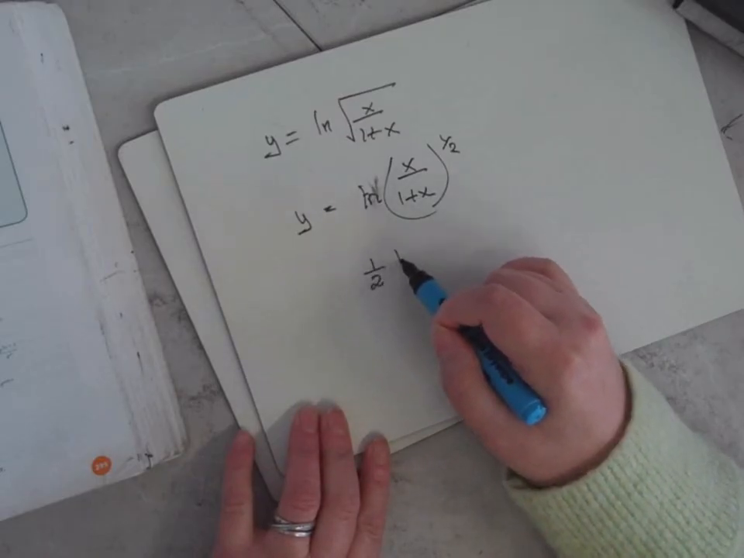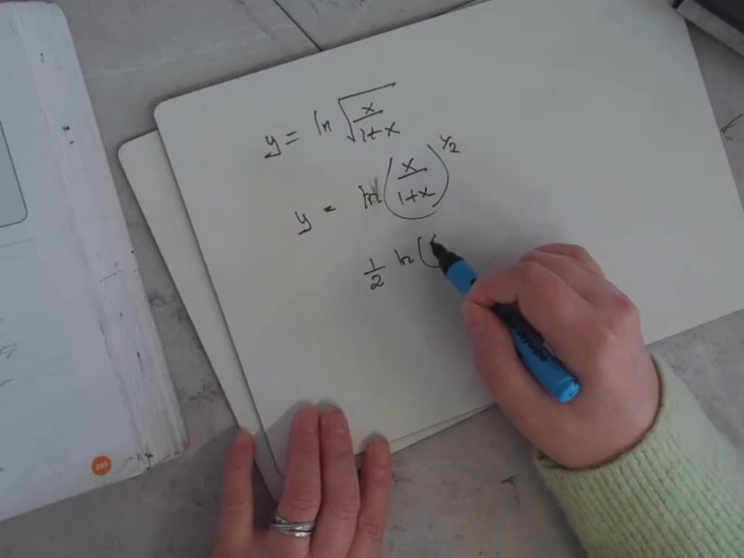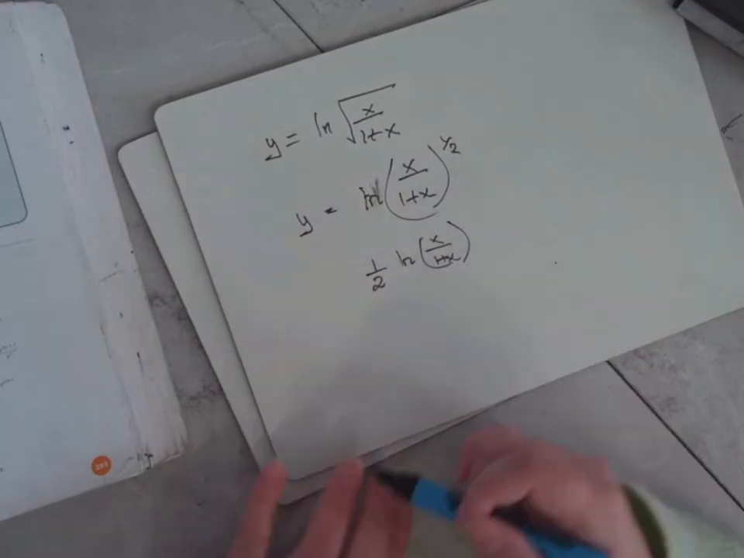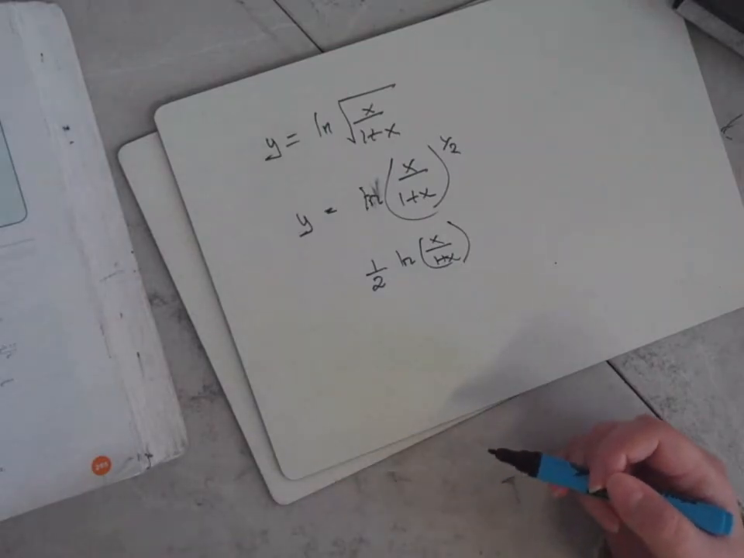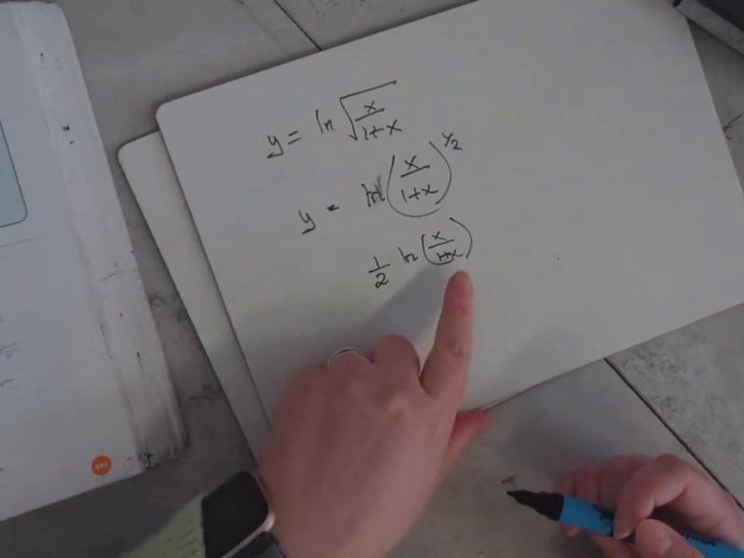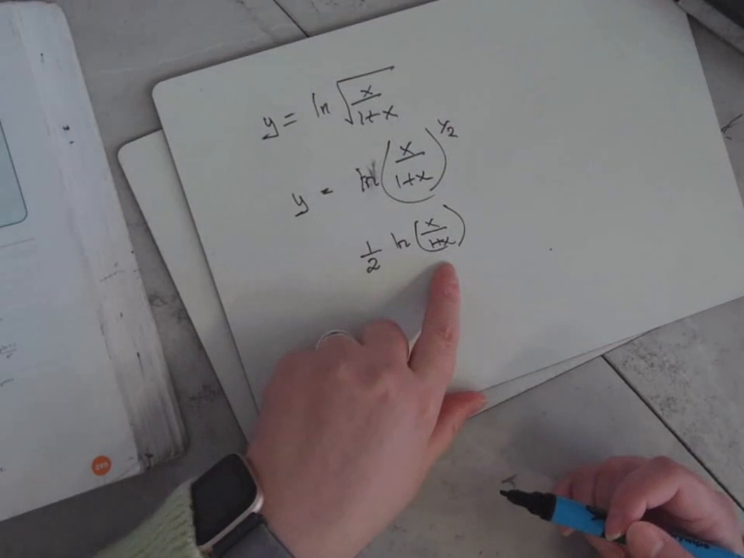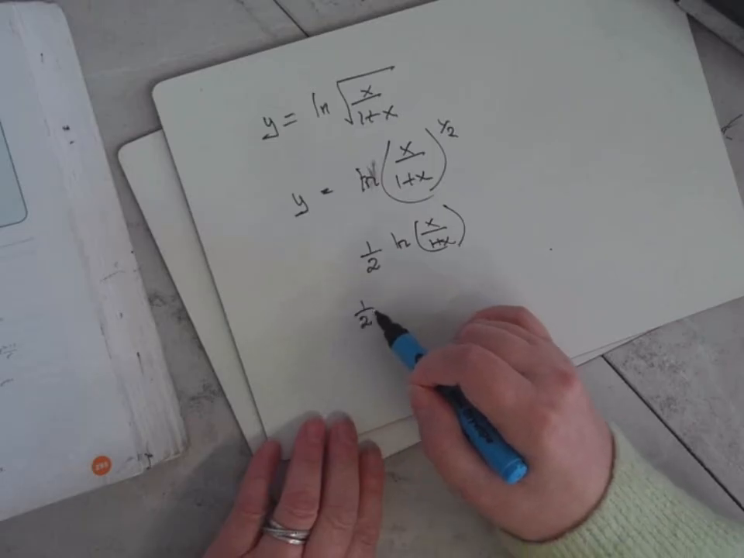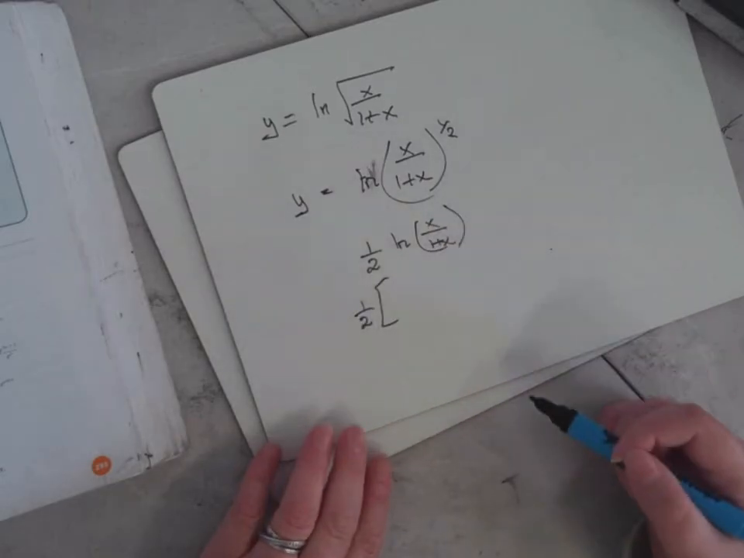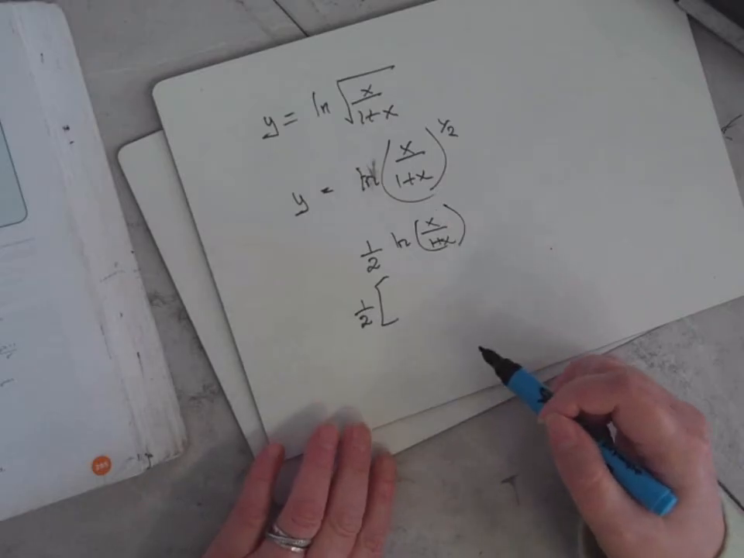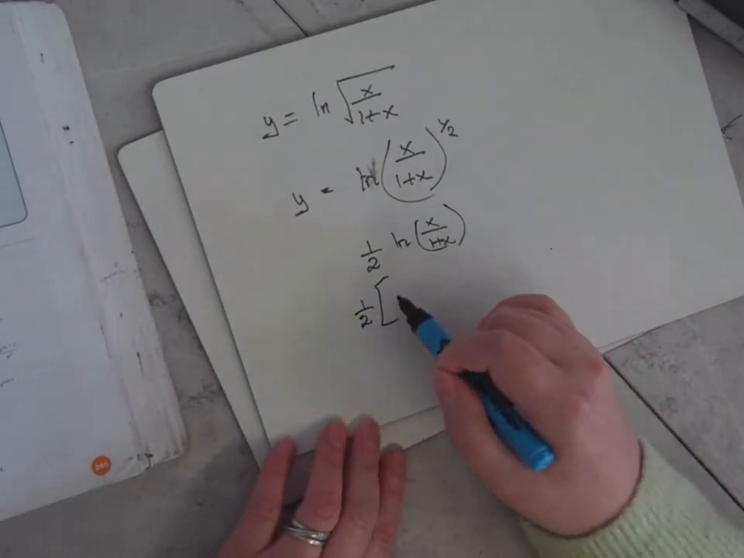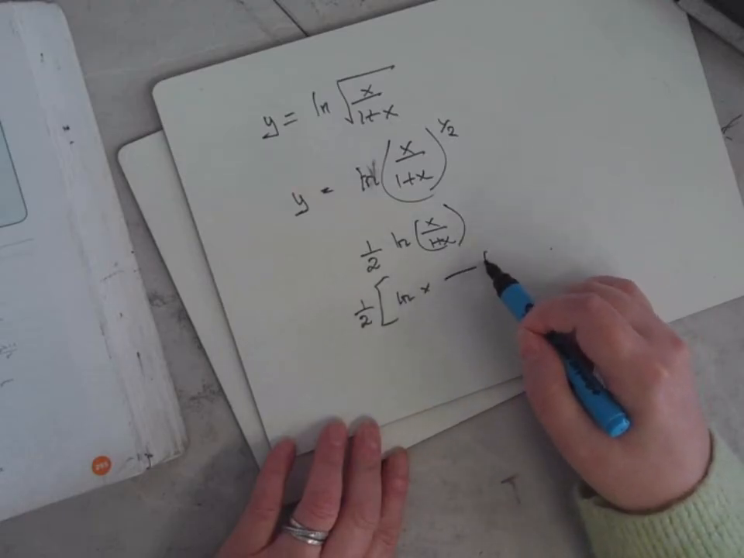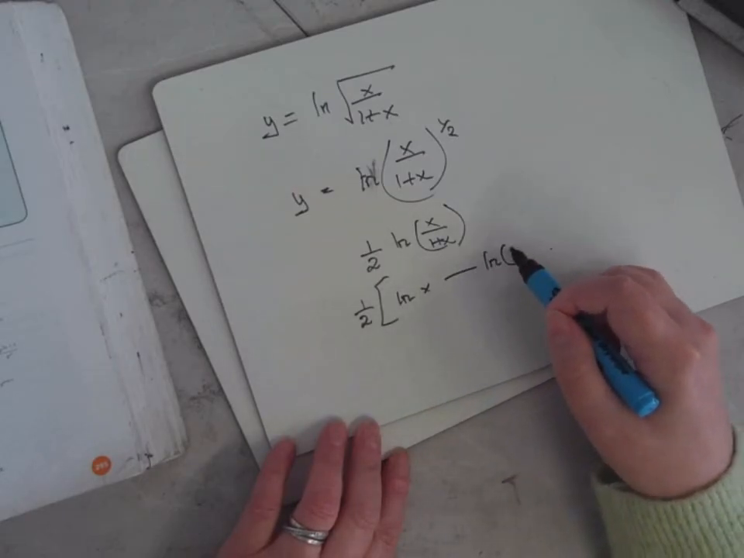So it's a half ln of x over 1 plus x. We all okay with that? Now, logs also tell me that if I have a fraction, I can split up the logs. So I have a half into, how do I split? I can split up a fraction. So minus. So minus what? What will I write first? ln x minus ln of 1 plus x.